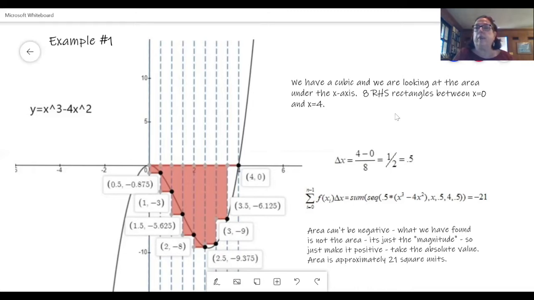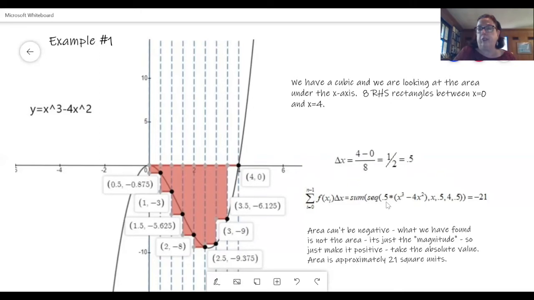We're going to take this function and divide it into 8 right-hand side rectangles between x equals 0 and x equals 4. We're going to add up what would be the area of those rectangles without thinking about positive or negative heights, just doing the sum of the sequence. The base of each rectangle is a half. Remember, we take the range 4 minus 0, we divide by the number of rectangles, 8, and we get delta x is 4 over 8, or 1/2.